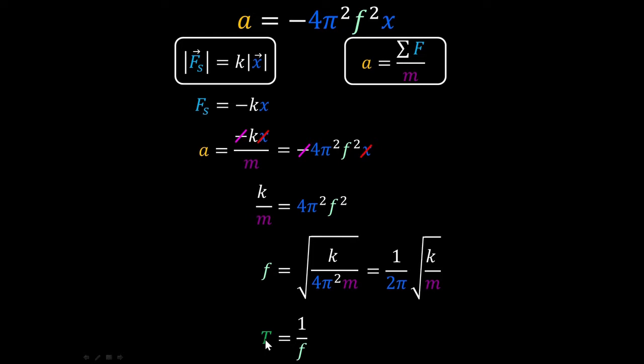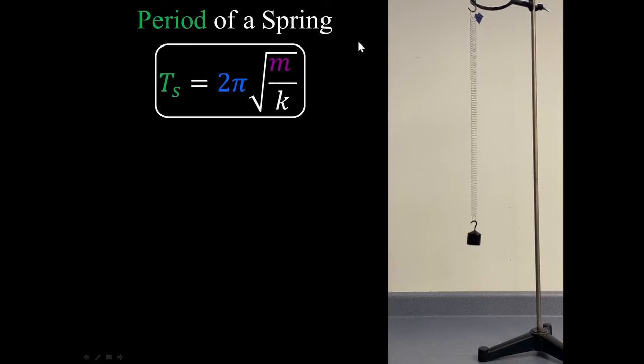Period was how many seconds it took one cycle to happen, and frequency was how many cycles happened in 1 second. So if I just take 1 over that and 1 over that, I'll get the period. So I just got to flip it around. These terms are going to come to the numerator. That whole thing's going to flip around, and that is T sub S. What does S stand for? Spring. This is the period of a spring. The period of a spring equals 2 pi square root of the mass that's on the spring over the spring constant. So this equation is called the period of a spring equation.